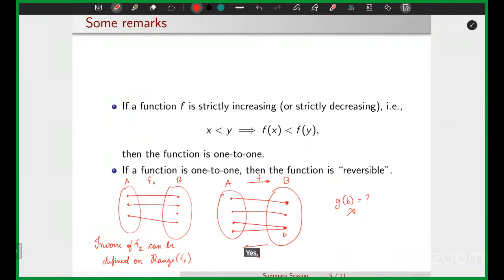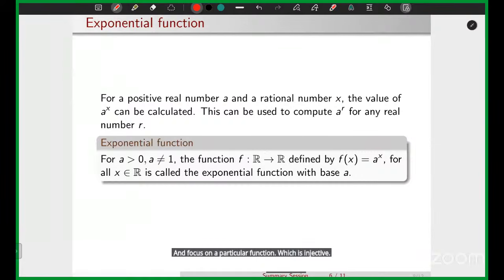So this is why we are focusing on one-to-one now, because we want to make rigorous the notion of what is an inverse. So let's keep that aside for now and focus on a particular function which is injective, and that is the exponential function.